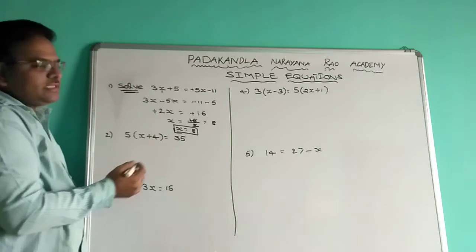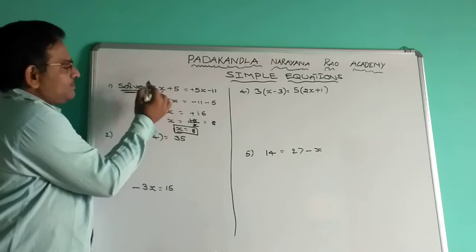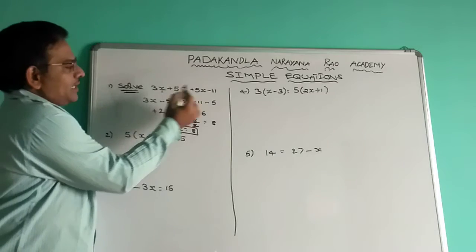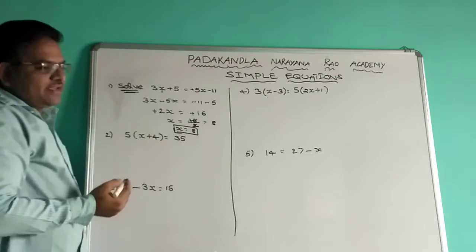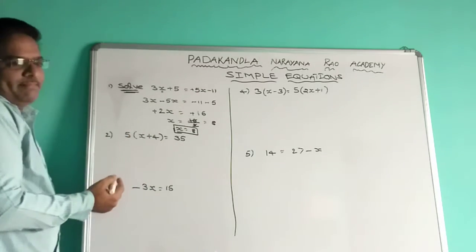How to check it? Substitute 8 in this place. 8 threes are 24, plus 5 is 29. 5 eights are 40, minus 11 is 29. Both will be the same value. Now come to the next problem.